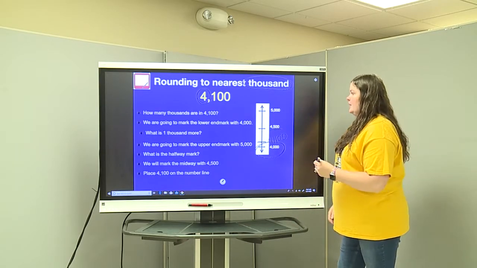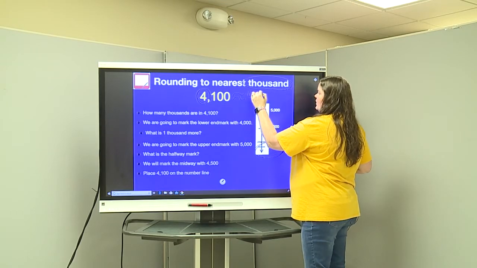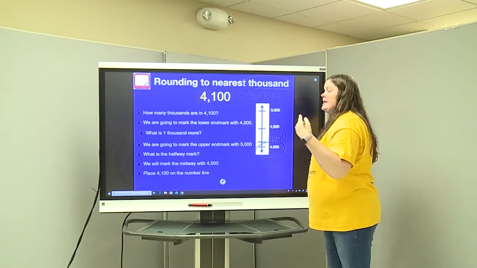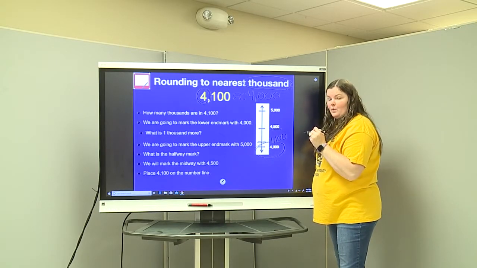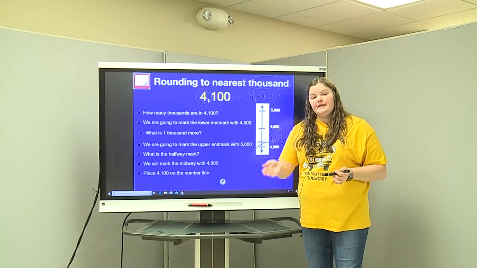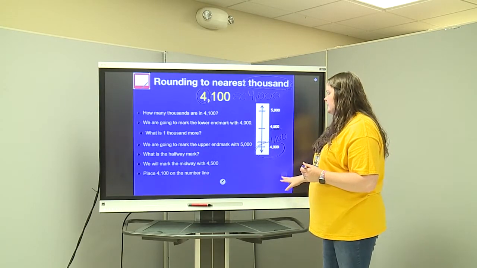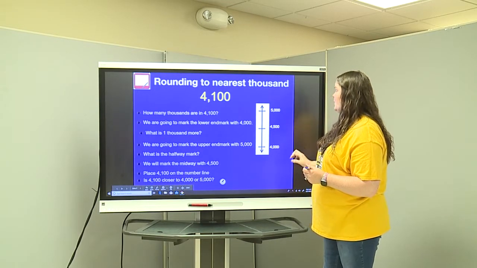So 4,100 is about 4,000. Now in this example, if our number had been above that midpoint, then it would have rounded up to 5,000. But if it's below the midpoint, it's going to go down to that bottom end mark, or end point.